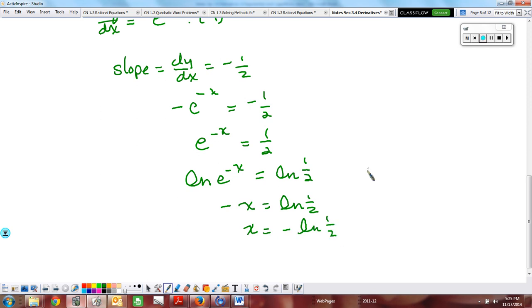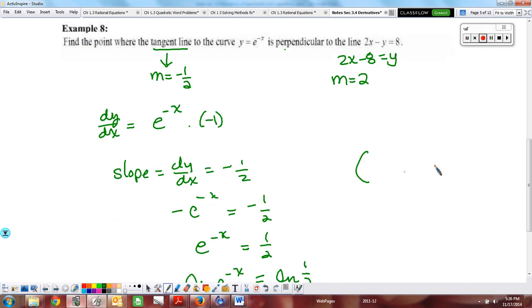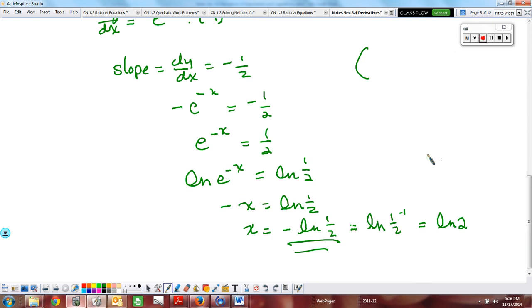Now, just as a side comment, depending on how your multiple choice might play out, you do realize that this is the same as using your log properties, 1/2 to the negative 1, which is natural log of 2, just in case you see that in your multiple choice. But this is an acceptable answer for the problem. And so, did I answer it? Find the point. Okay, so we now know that the x value of the point is negative natural log of 1/2 or natural log of 2.